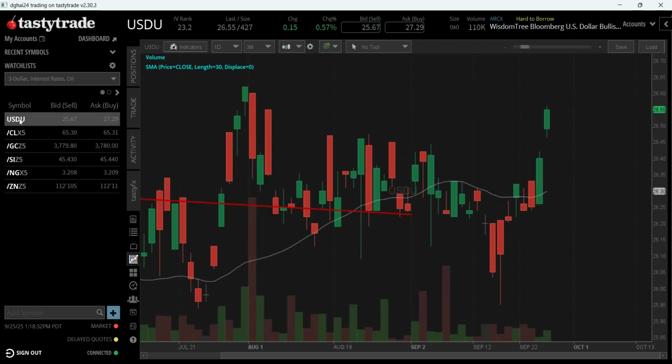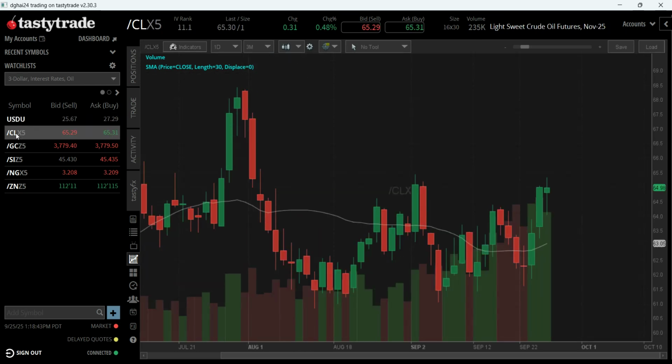If we look at the dollar, that's starting to move higher, so there's some strength in the dollar. And in fact, that's approaching a potential breakout of 26.62. And so that's something to keep an eye on.